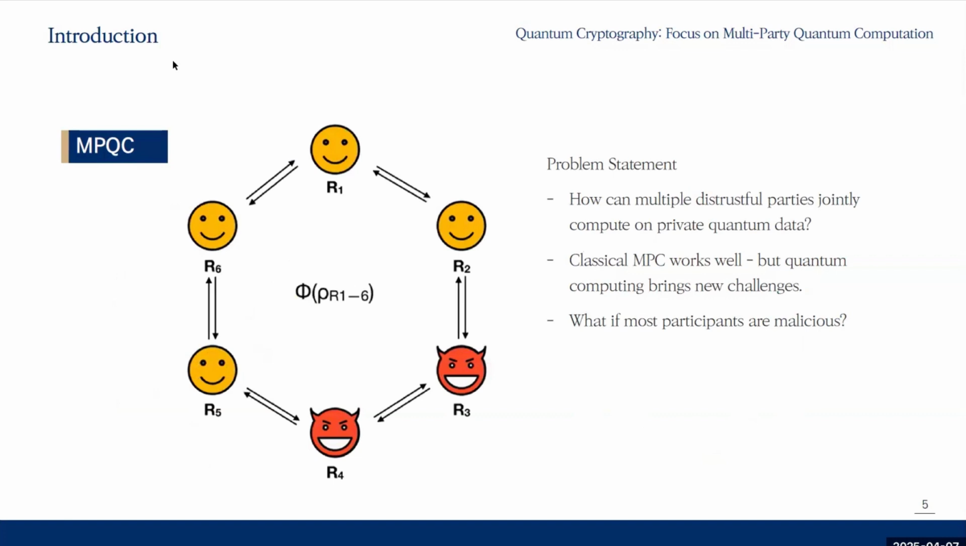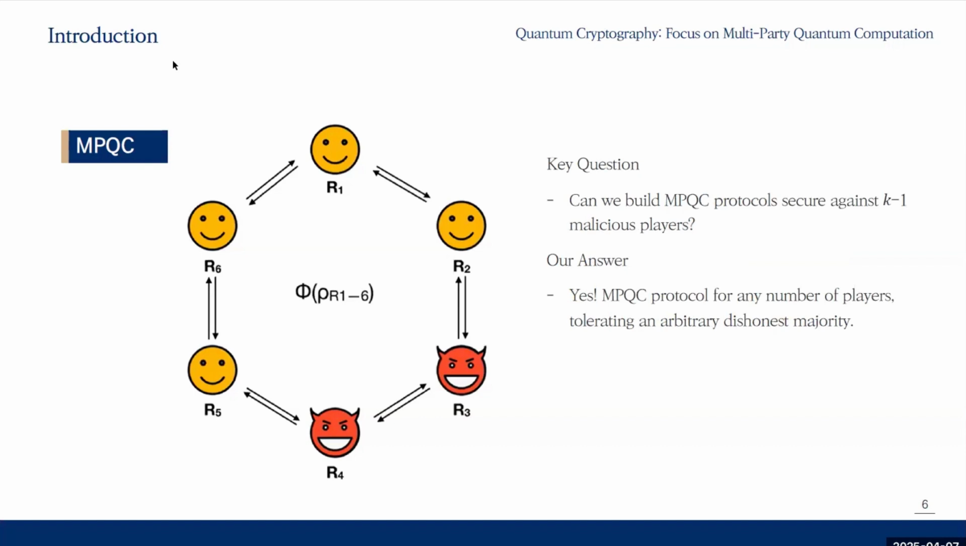Classical MPC works well for classical data, but quantum computing introduces entanglement and no-cloning restrictions. And furthermore, what happens if most participants are malicious? Can we still achieve secure computation? The core question we tackle is, can we build MPQC protocols that remain secure even if up to K-1 players are malicious? The answer from the paper is yes.